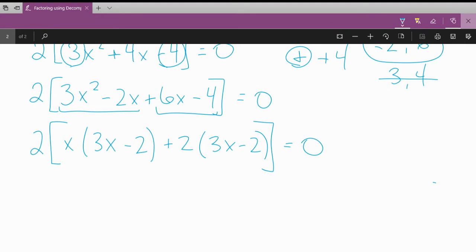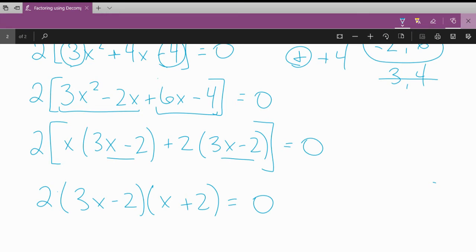Now, I should say that whenever you're doing decomposition, your brackets, when you do your common factoring of your first two and your last two terms, should be the same. If they're not the same, go back up, check the numbers that you split that middle term into, because you might have made a little mistake there. So now I'm going to look at what's common inside my bracket. So the 3x minus 2, that bracket is common. And if I factor out that bracket, I'm left with x plus 2. Okay, so this is an example of decomposition where you have to factor out a common factor first.